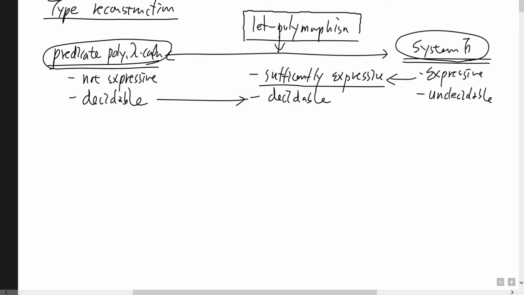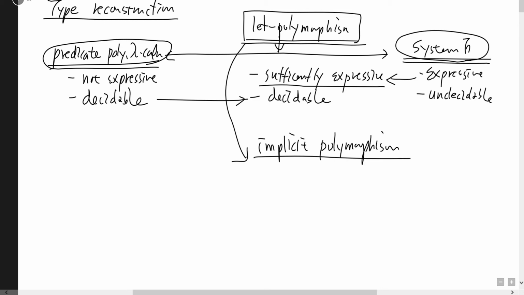So we wanted to use let polymorphism as the basis for practical programming languages. At the next step, we introduced implicit polymorphism as the real foundation for practical programming languages. In the case of let polymorphism, everything is explicit. The user should actually declare type variables, but that's quite cumbersome. So in implicit polymorphism, we get rid of type annotation.